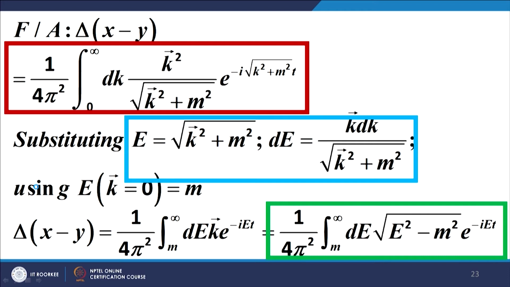the minimum value of E, corresponding to k equal to 0, is equal to m. So, when you are making the substitution of variables, the lower limit will shift from 0 to m, the upper limit of course remains unchanged, infinity, and the integral is given by the expression which is here in the green box right at the bottom of your slide.